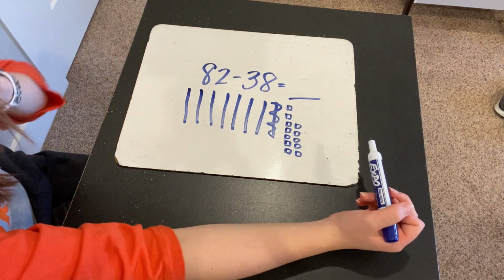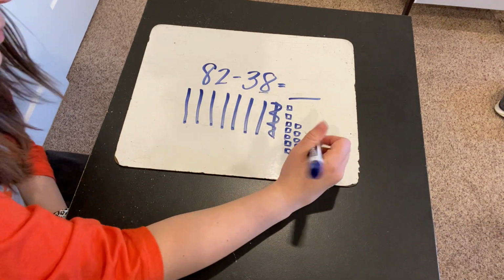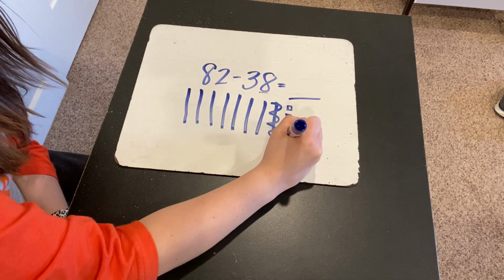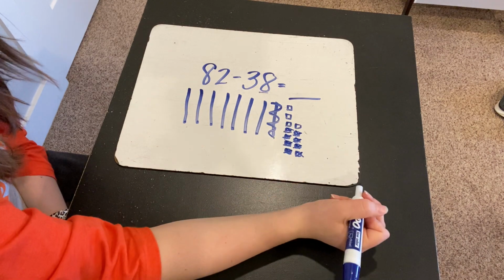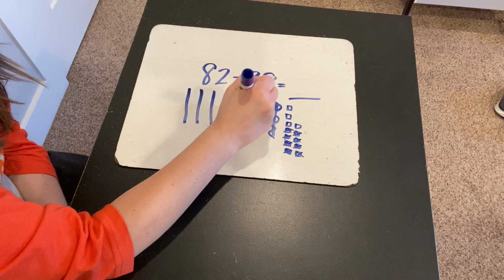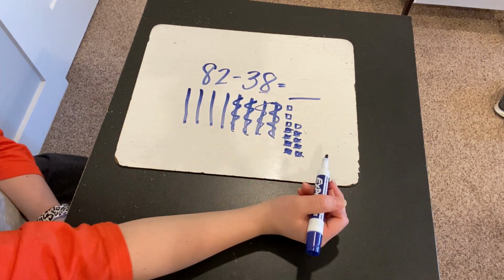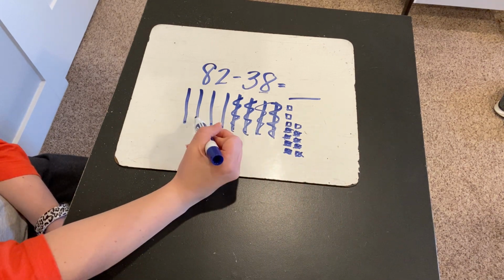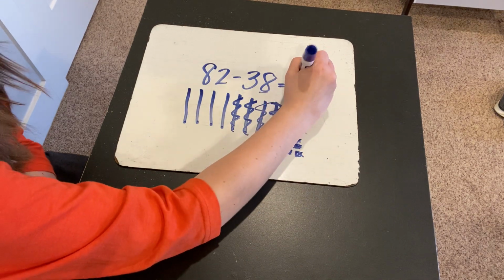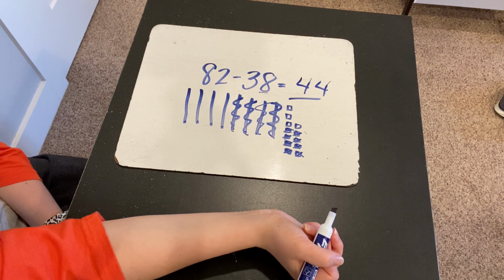Now we should be ready to solve the problem. Okay, so I need to still take away 8 ones. 1, 2, 3, 4, 5, 6, 7, 8. And then we need to take away 3 tens. 1, 2, 3. And now all we have to do is count it up to get the answer. 10, 20, 30, 40, 41, 42, 43, 44. So 82 minus 38 equals 44.